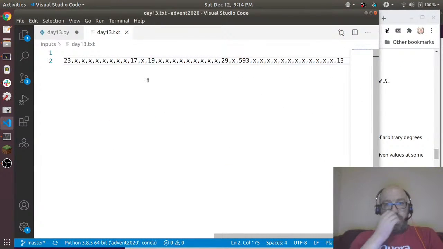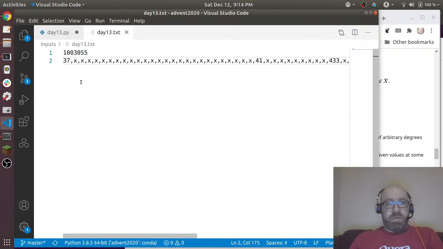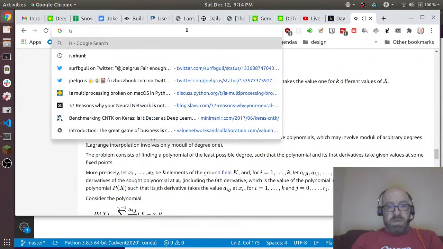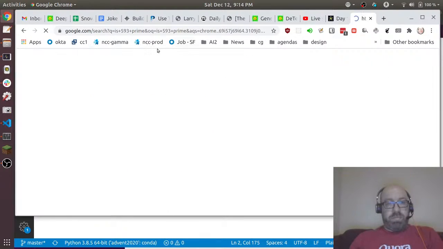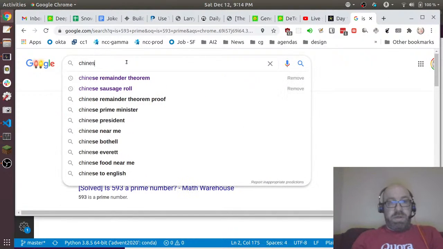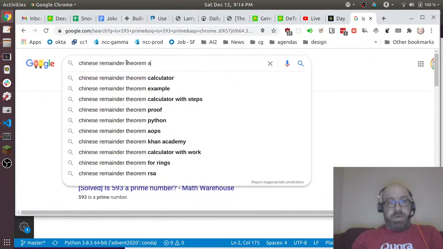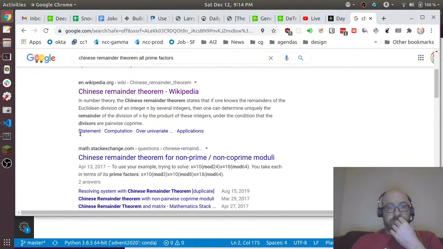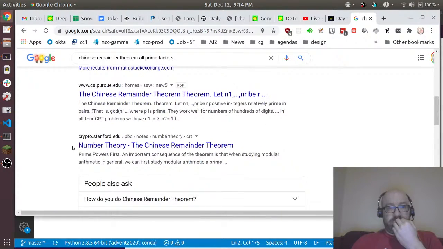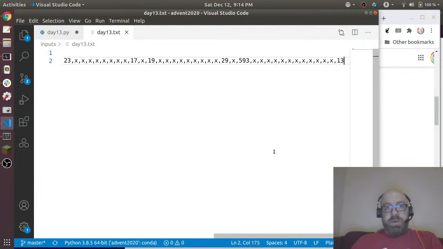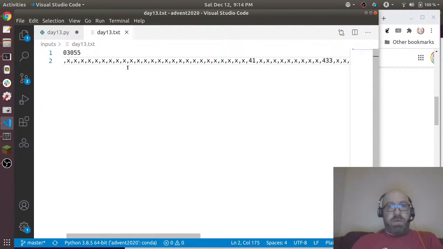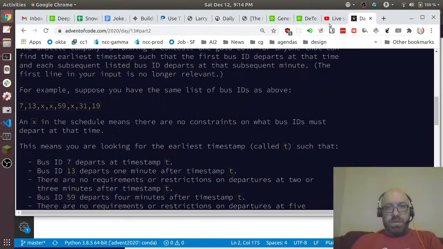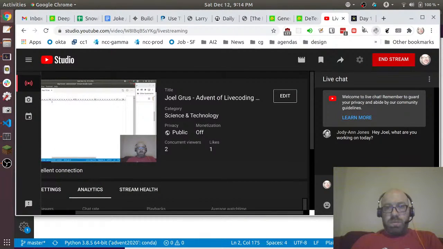So are these numbers all prime? They look like they are. Is 593 prime? Is 593 prime? Yes. Awesome. Chinese remainder theorem, all prime factors. Okay, let's forget about that Chinese remainder theorem. I don't think they actually want us to use that. And if they're all prime, then we can maybe puzzle through this on our own.